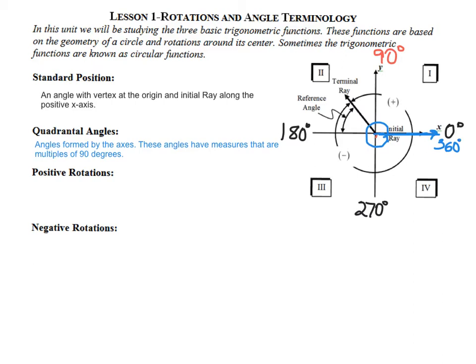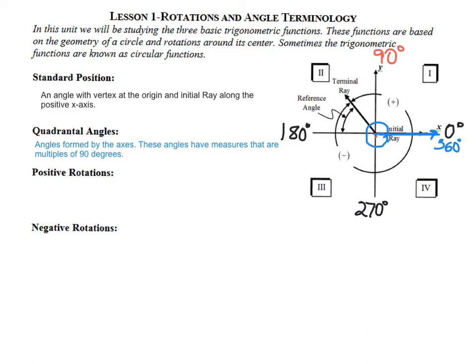So I can't really tell the difference between an angle of 0 degrees and an angle of 360 degrees because they both have exactly the same initial and terminal sides. Now my angles can actually go bigger than one circle if I continue around the circle. So continuing on, the next quadrantal angle would be 450 degrees.